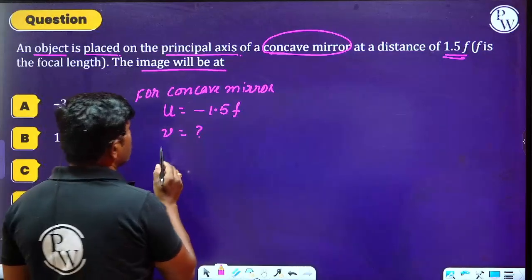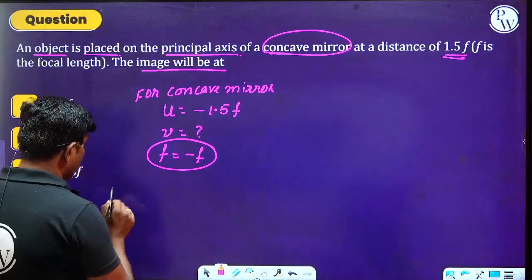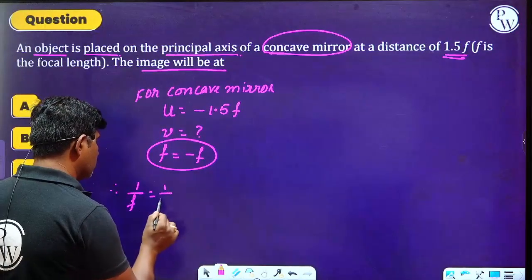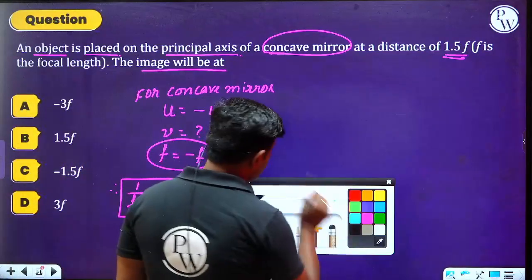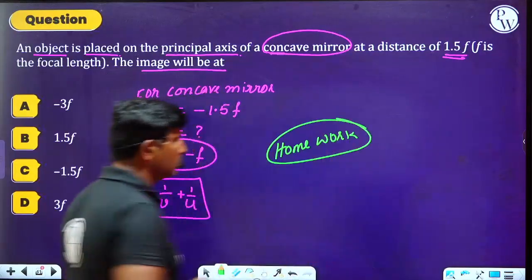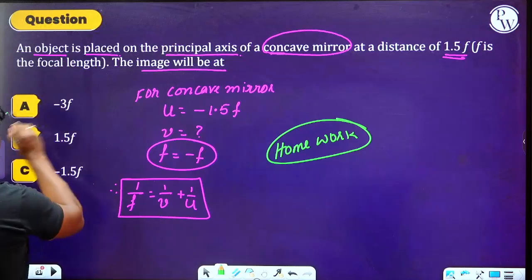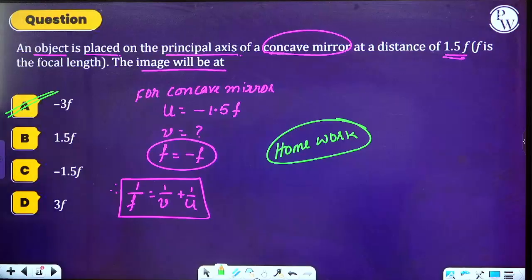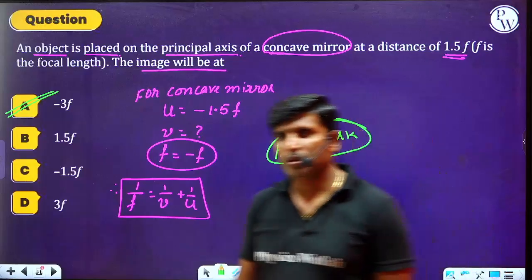So observe this, concave mirror: focal length is also negative. Therefore, use the relation 1 by f is equal to 1 by v plus 1 by u. That is the mirror formula. And please simplify. Please take this problem as homework. Substitute all the values with the sign convention, then you will get v directly in sign convention, and it must be option A as the right answer. Okay, I hope you can do this.